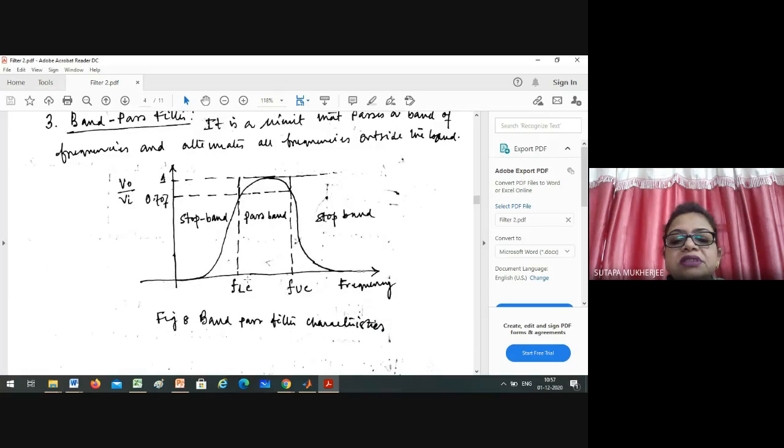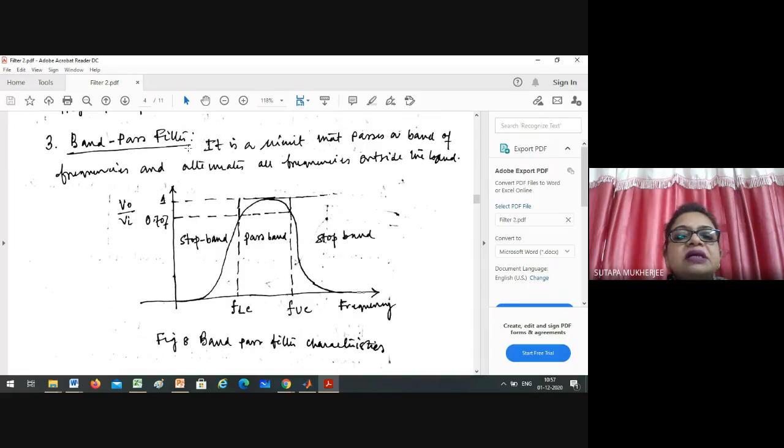So this is FLC, this is FUC, যেটা তোমরা অর্জুন বোধহয় বললে যে দুখানা ফ্রিকোয়েন্সি থাকবে ম্যাম, একটা দিকে পাস করতে দিল, এদিকটা দিল না, আর এর পরেরটা দেবে। তাহলে লোয়ার কাট অফ ফ্রিকোয়েন্সি, আপার কাট অফ ফ্রিকোয়েন্সি, দুখানা আমার কাট অফ ফ্রিকোয়েন্সি হলো এখানে। তাহলে what is the basic definition of band pass? It is a circuit that passes a band of frequencies and attenuates all frequencies outside the band.